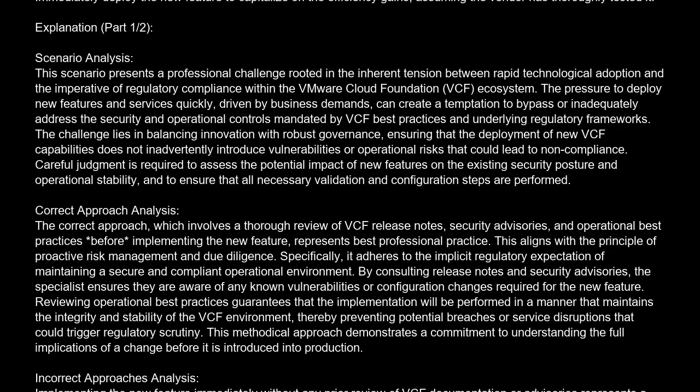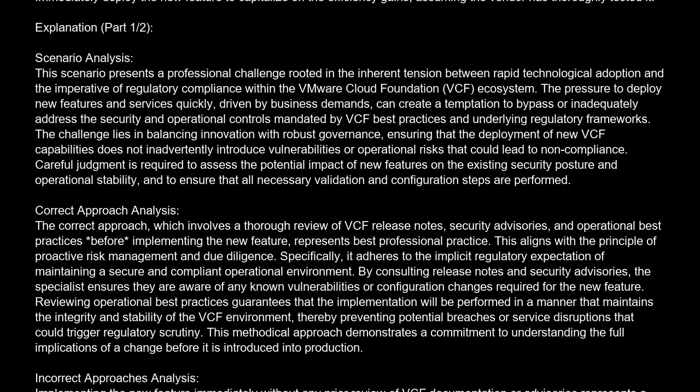Correct answer is B. Immediately deploy the new feature to capitalize on the efficiency gains, assuming the vendor has thoroughly tested it. Explanation. Scenario analysis. This scenario presents a professional challenge rooted in the inherent tension between rapid technological adoption and the imperative of regulatory compliance within the VMware Cloud Foundation (VCF) ecosystem. The pressure to deploy new features and services quickly, driven by business demands, can create a temptation to bypass or inadequately address the security and operational controls mandated by VCF best practices and underlying regulatory frameworks.